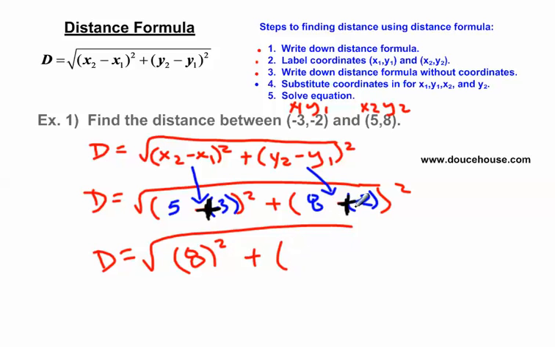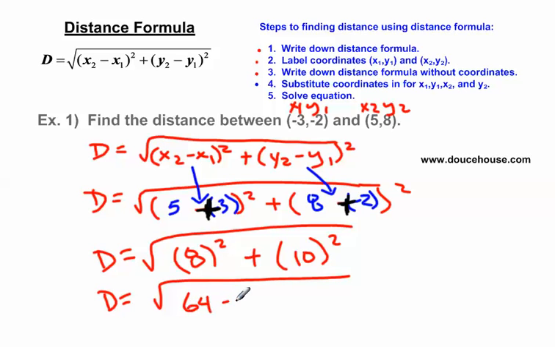And then we have an 8 plus 2 is a positive 10. And then we're just going to continue solving this. I'm going to go with 8 squared. 8 times 8 is 64. And then we have 10 squared is 100. And then now I'm just going to combine these two and get 164.